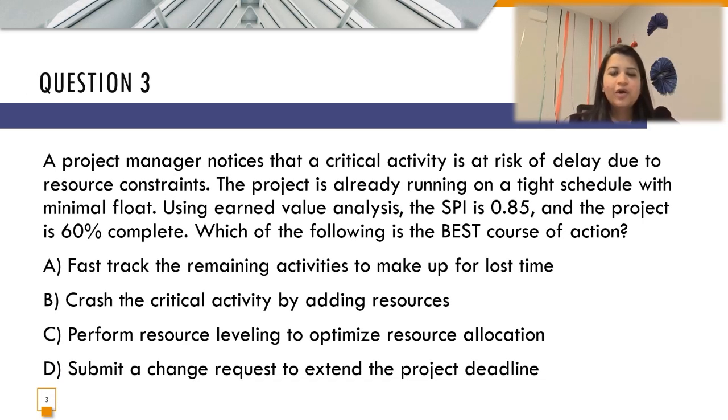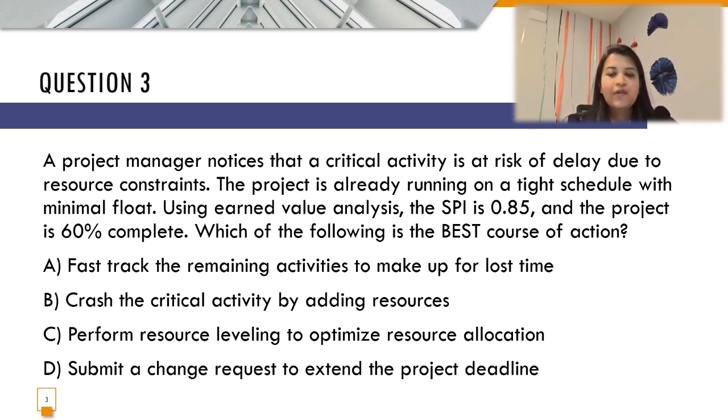3. A project manager notices that a critical activity is at risk of delay due to the resource constraints. The project is already running on a tight schedule with a minimum float. Using the EVM analysis or earned value analysis, the SPI is 0.85 and the project is 60% complete. So which of the following is the best course of action? Please note the usage of keyword best over here.